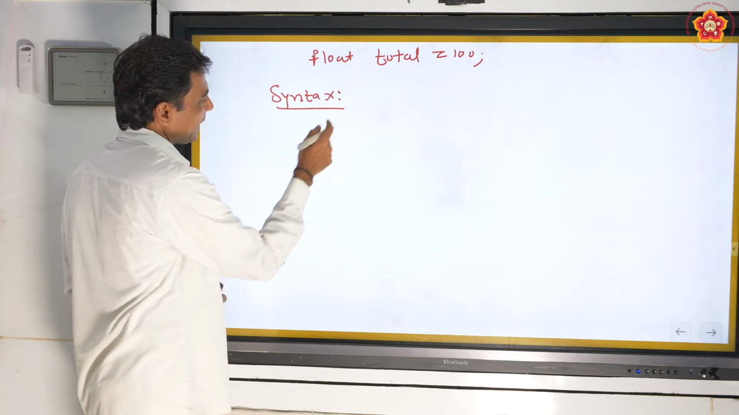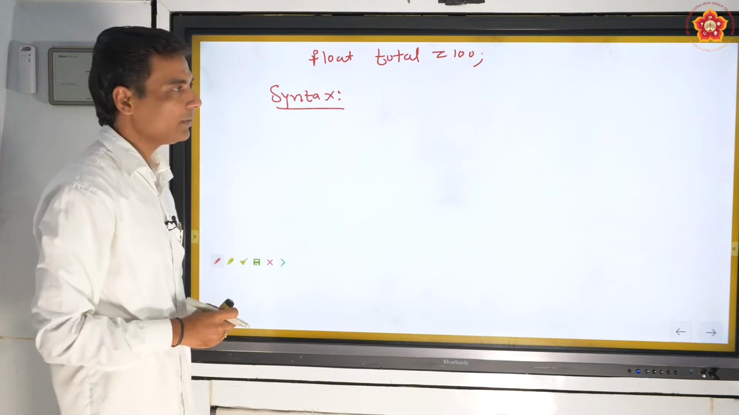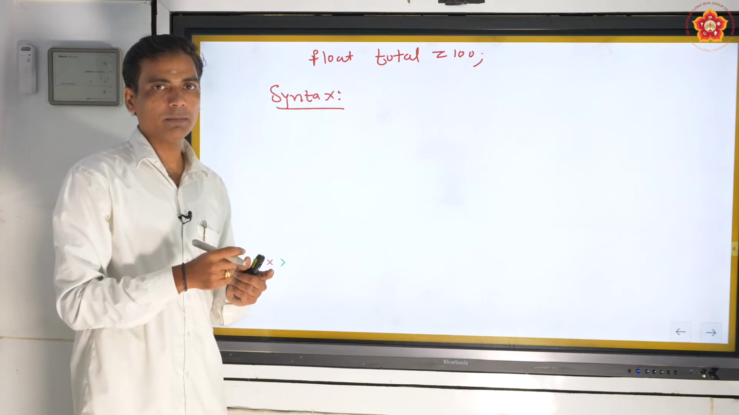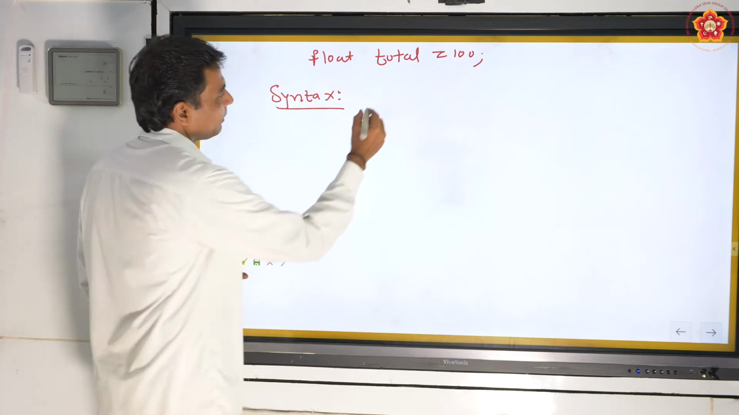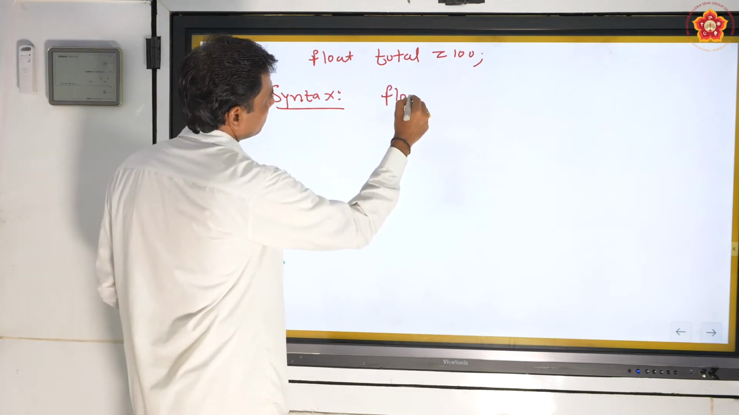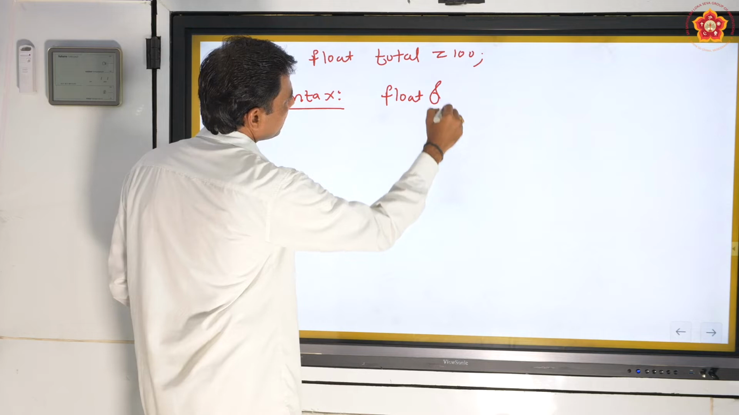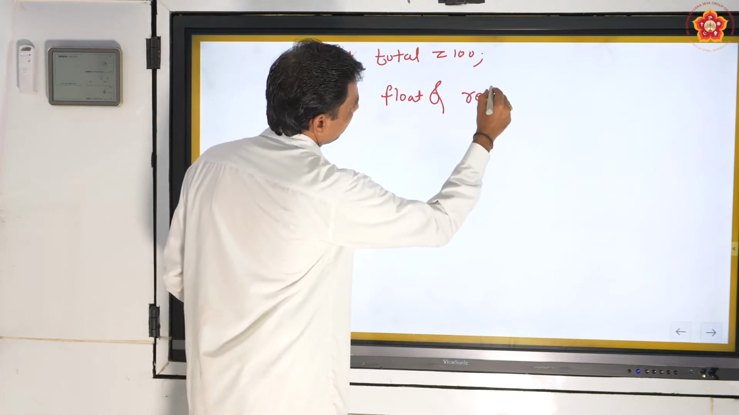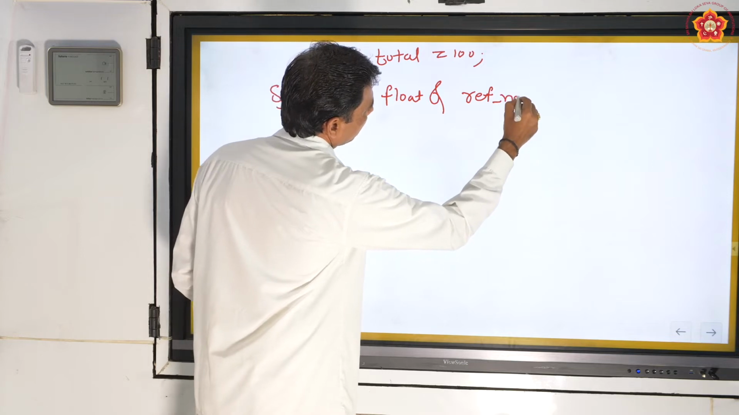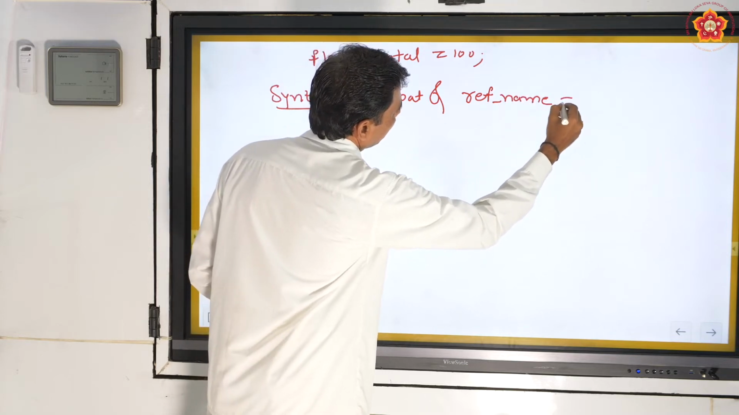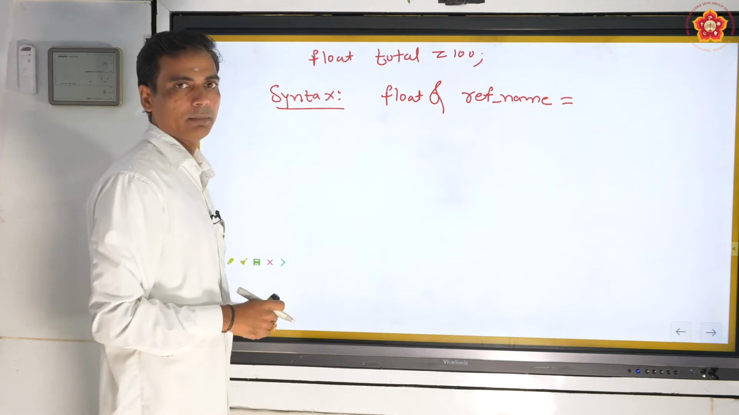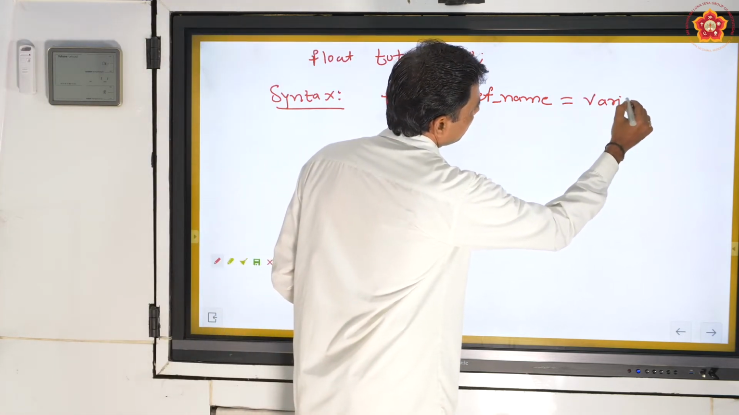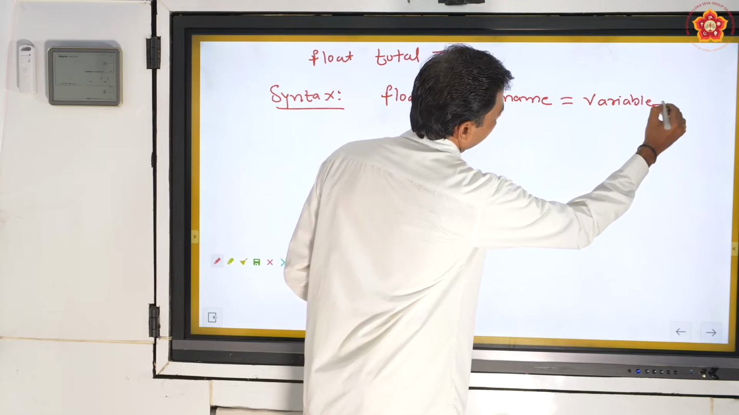The syntax, as defined in the previous slide, must be preceded by the data type. The data type is float, and then the ampersand sign, then the reference name, and then here you have to give the actual variable name to which you want to create a reference name.